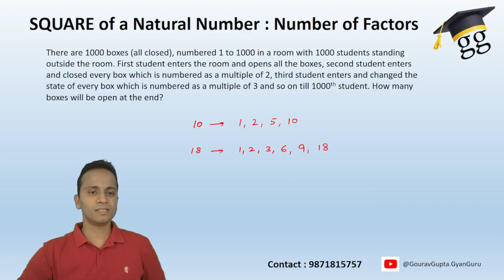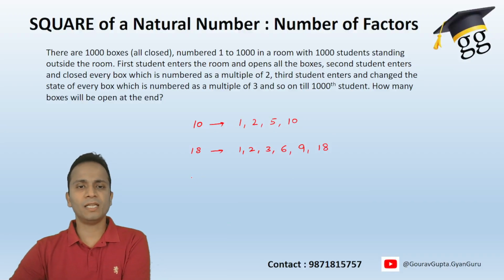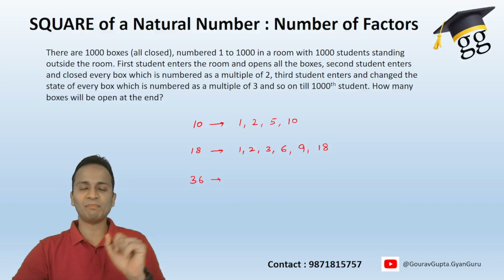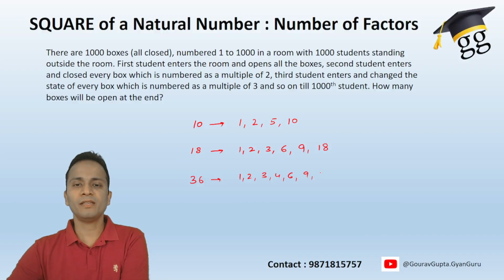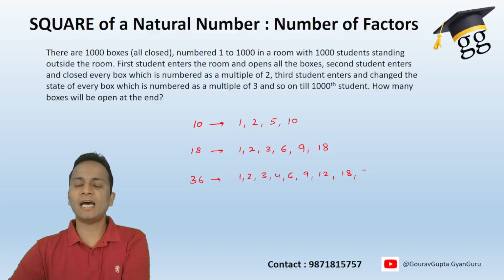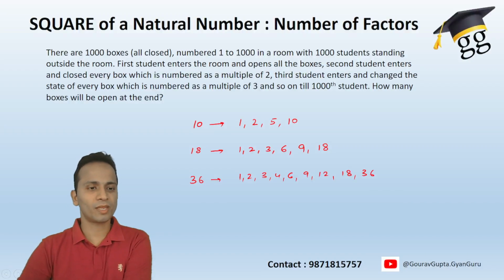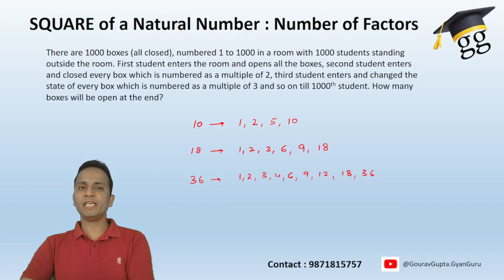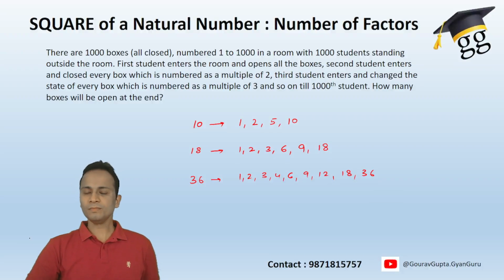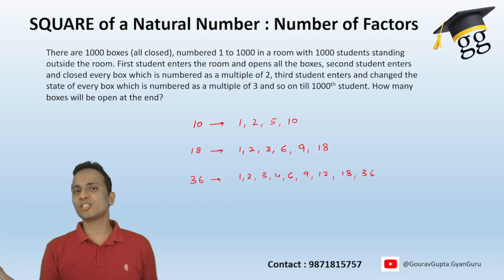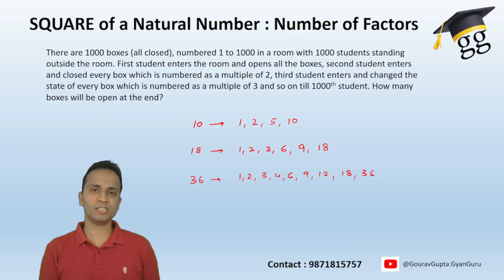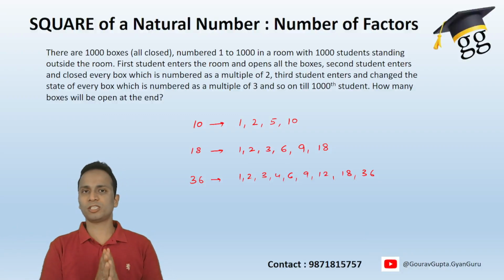Okay, right? Now I'll write one more number. Let's say 36. हमने previously example लिया था 36 का. So box number 36 will be touched by 1, 2, 3, 4, 6, 9, 12, 18, and 36. These students. Okay. Now, originally all these boxes were closed. So any box which is touched by 2 students or 4 students or 6 students or even number of students will be finally closed.